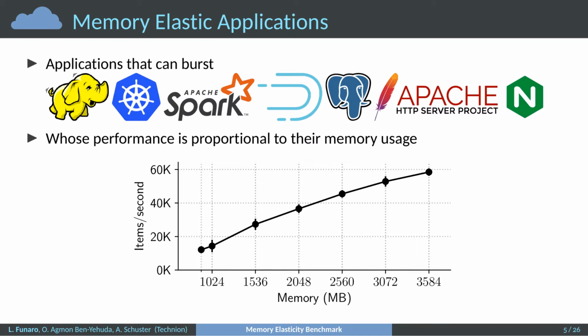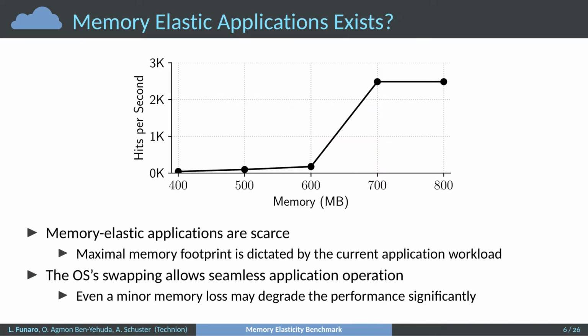It means that they should be memory elastic. Their performance should be proportional to the available memory rather than just drop to unacceptable levels when their memory requirements are not met. But unfortunately, the latter is true in most cases. Applications' memory usage is mostly dictated by the current application workload and not by the memory availability. When there isn't enough memory for the application, the OS swapping will kick in, and that does not satisfy the function well rule. Even a minor memory loss will degrade the performance significantly.